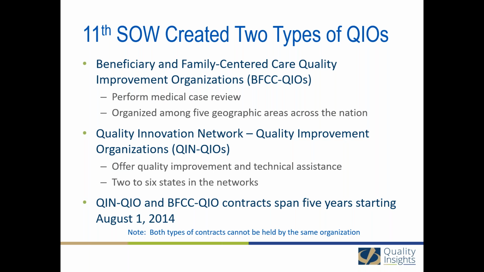What we do, and the way we kind of changed, is now we're quality innovation networks with quality improvement organizations underneath. So we offer quality improvement and technical assistance, and for us to apply for those contracts this time around, each state couldn't do it individually. You had to have 2 to 6 states in the network.